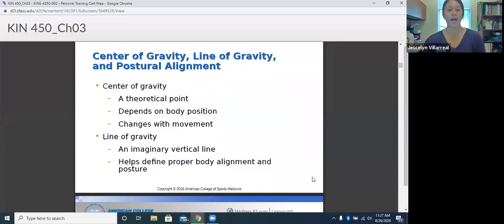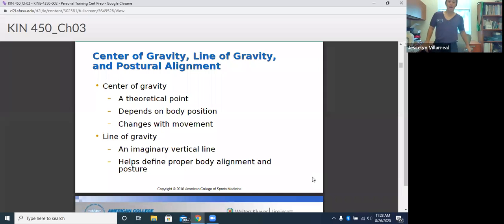Your center of gravity is the theoretical point that depends on your body's position. So that will change with movement. Whenever I'm standing up and my limbs are all in one line, my center of gravity is straight. Now if I go to sit down in my chair, my center of gravity is going to change.